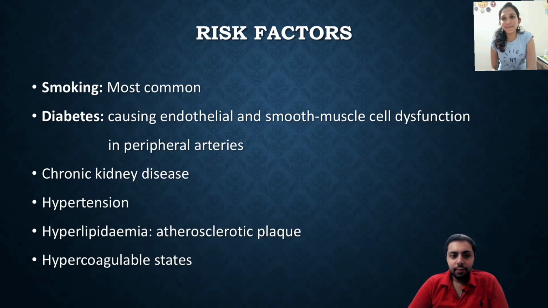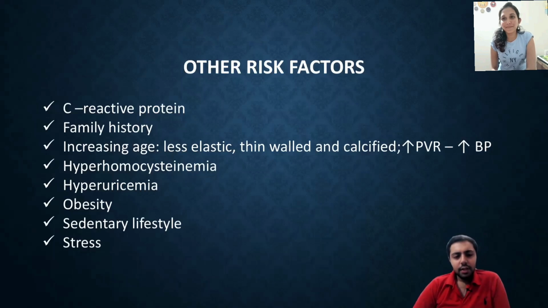Then again we have diabetes, which will cause endothelial and smooth muscle dysfunction in the arteries. CKD, hypertension, hyperlipidemia, and hypercoagulable states are the other risk factors for this. And these are other risk factors, not that common, but yeah, CRP, family history, age.